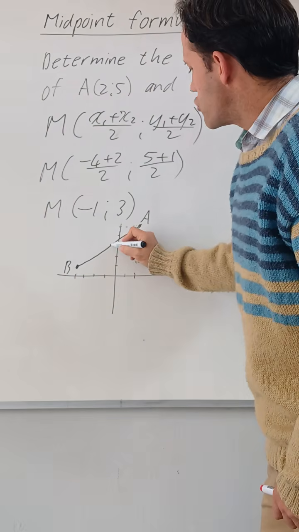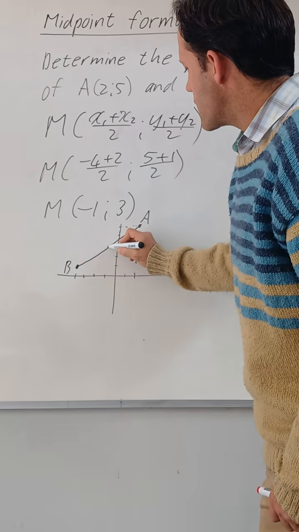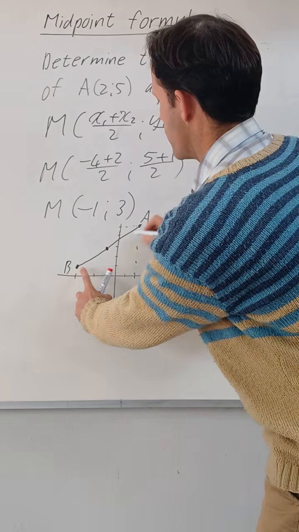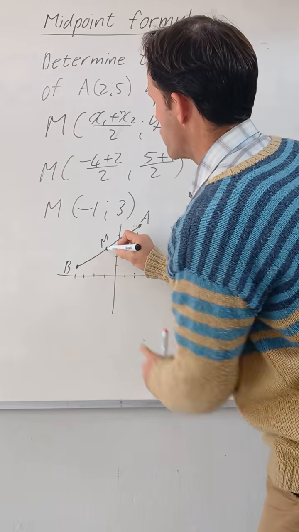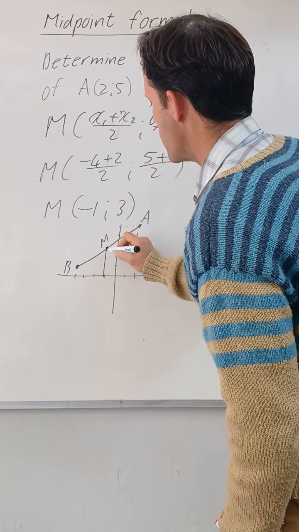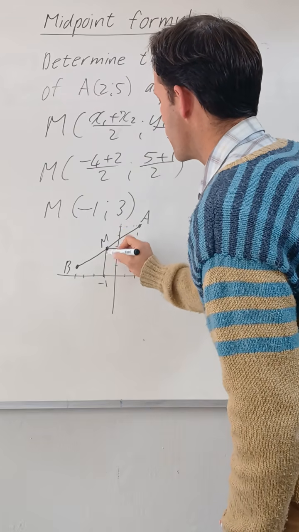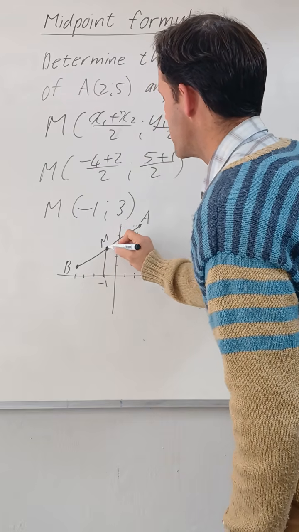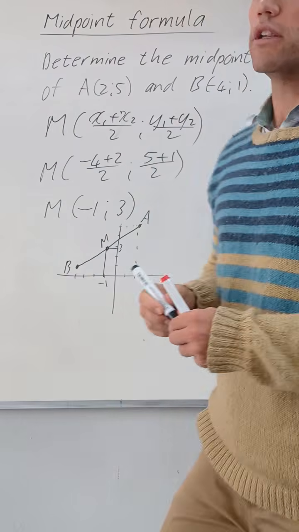And then the middle should be somewhere around there, right? Somewhere around there, the middle of the two, M, the midpoint. So you can see negative 1 and 3. There's negative 1. There's 3, so that is the middle between the two.